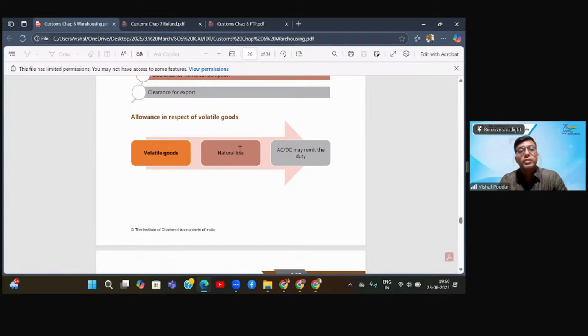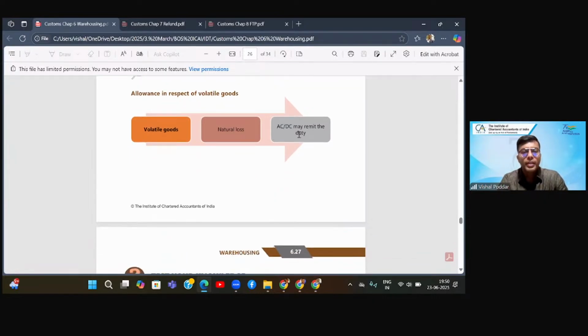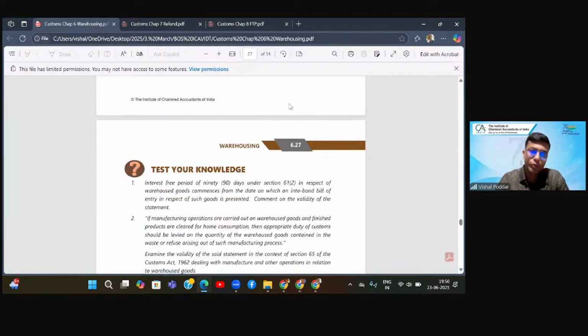If this 20 tons is a natural loss because the goods are volatile over a period by storage, and that much quantity is getting evaporated, the ACDC may remit this duty. If you remember, in the previous class we had studied provisions of remission under 13 and 23 both. So similar to that, you have a provision here also.